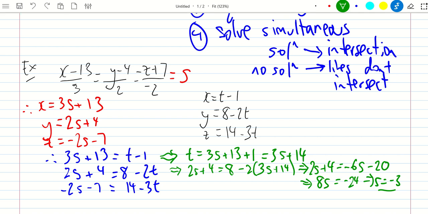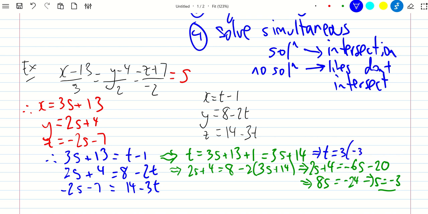So what I'm going to do now is come back up to here and substitute that value of s back into that value of t there. So t is equal to 3 times negative 3 plus 14. That's equal to negative 9 plus 14, which is 5. So I've got t equal to 5 and s is equal to negative 3. So they're my values for t and s.